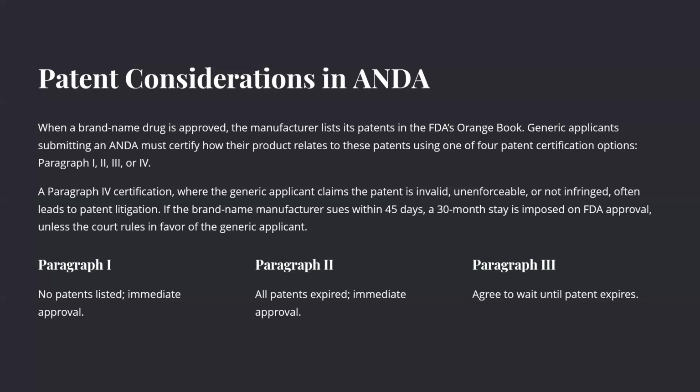That's why all the generic applicants go for paragraph 4 instead of 1, 2, 3, because if a patent is not listed, all the generic manufacturers will think, let's go through this route, and there will be a lot of competition, which will make it difficult for a generic drug to be approved in the market. The same goes with paragraph 2. And paragraph 3 is, of course, you have to wait until the patent expires. But in paragraph 4, you can claim that yes, a brand manufacturer's patent has already expired and we want to manufacture our own drug under ANDA application. So that is about patent considerations in ANDA.